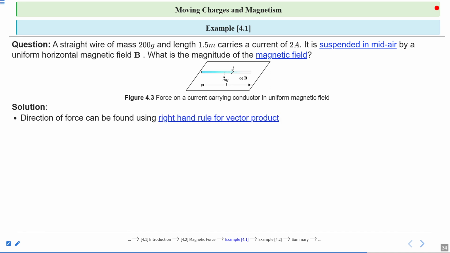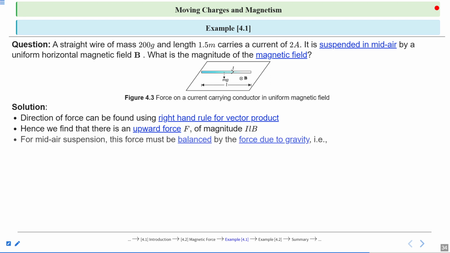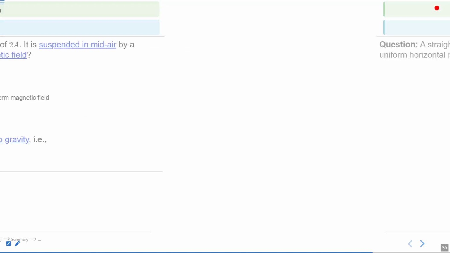Now direction of force can be found using right hand rule for vector products. Hence we can find there is an upward force. By using right hand rule, we have found that there is upward force F of magnitude ILB for mid-air suspension. If the wire is suspending in mid-air, that means the magnetic force is being balanced by force due to gravity. So mg is equal to ILB. The weight of the rod is balancing the magnetic force.